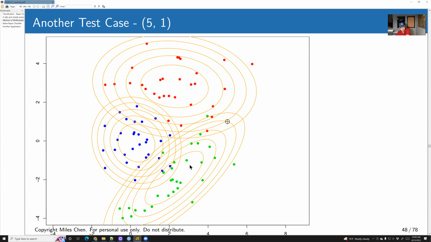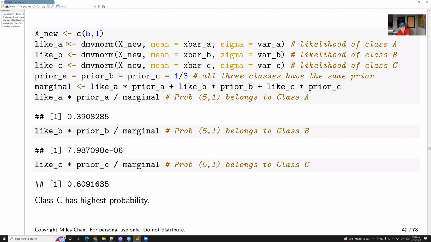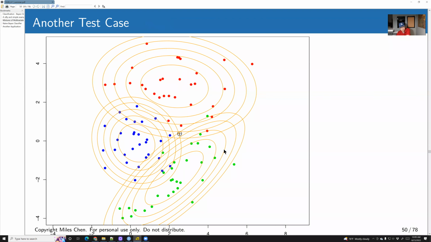Okay, and we can mess around more. All right, what if we do this? Is this one more likely to be red or green? So you go through the calculations. Again, here the observation is at 5, 1. You plug that in, you get the likelihood for each of these classes. The priors are 1/3 for all of them. You find the marginal probability, you do all of these things, and now it's around 39% for class A and 61% for class C.